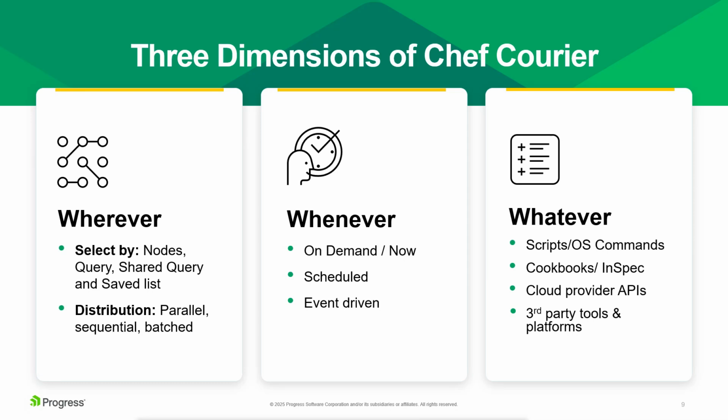The whenever is the scheduling component. We want to run it now or schedule it in the future. Does it need to be recurring? Should there be any exceptions to the schedule? As an example, should run every Thursday at 2 a.m. Except for the 3rd Thursday at the end of every quarter, because of the application that's being run there.